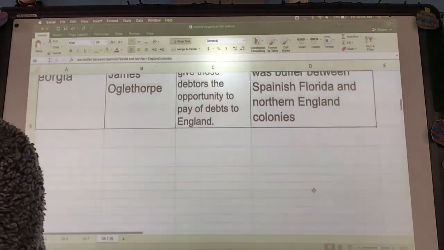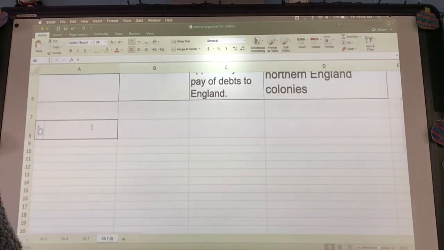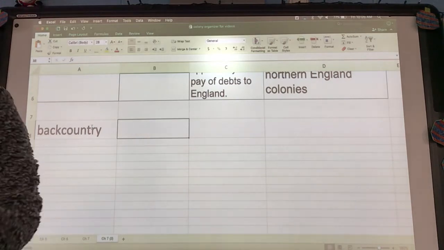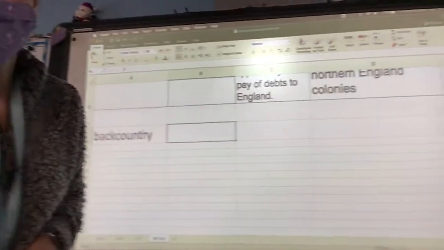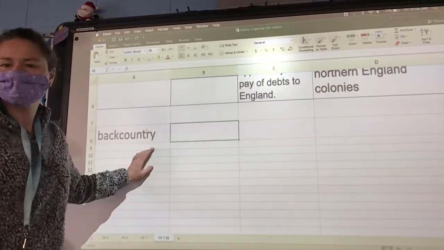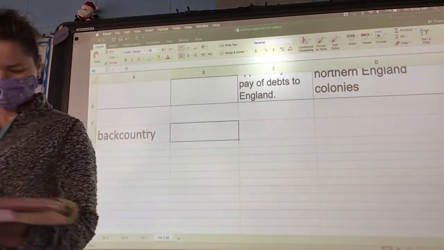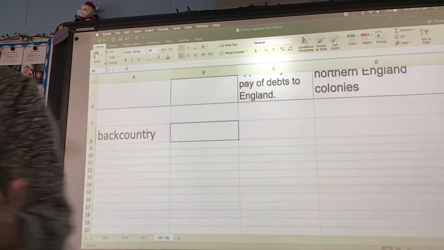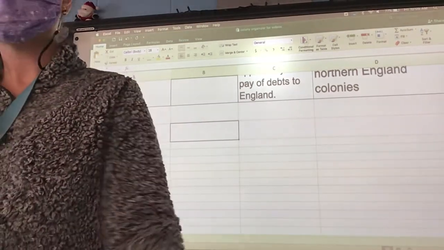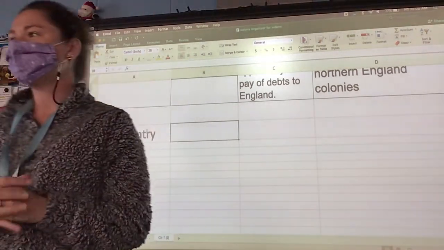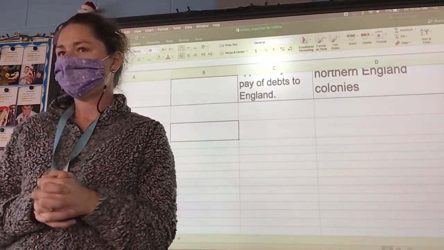I'm going to scroll up here and type it down here so we can see it. Backcountry. I want you to look up in your notes. What did you write down for this word backcountry? What did you write down, Sean? It was beyond or in back of the settled area. Okay, it was beyond, back behind the settled area. Okay.